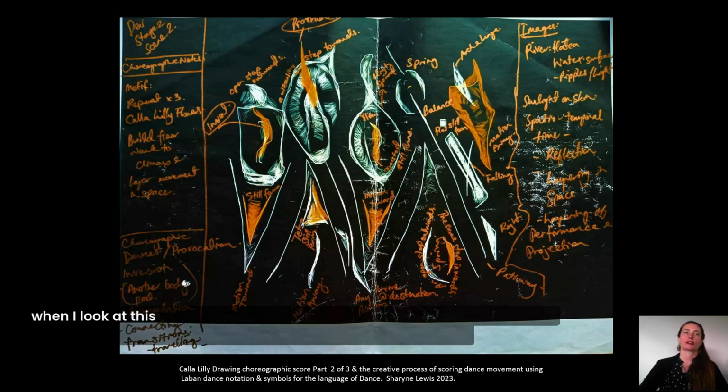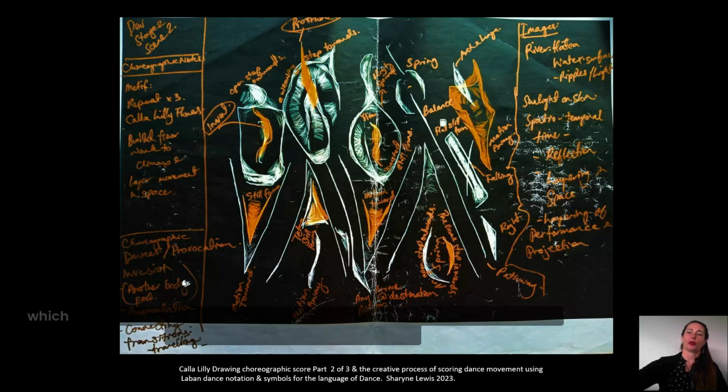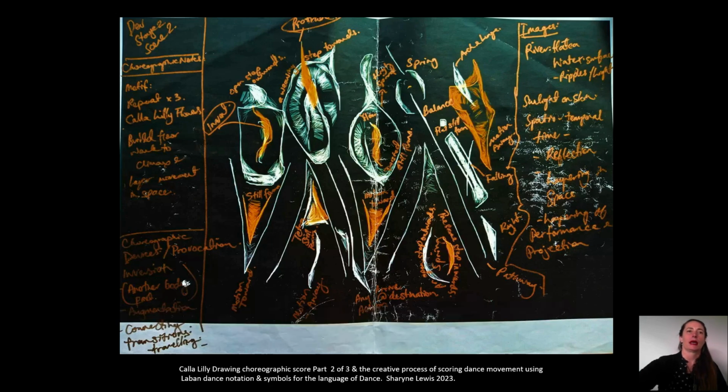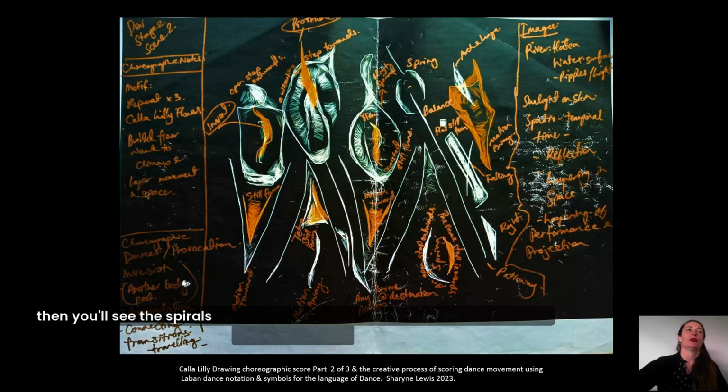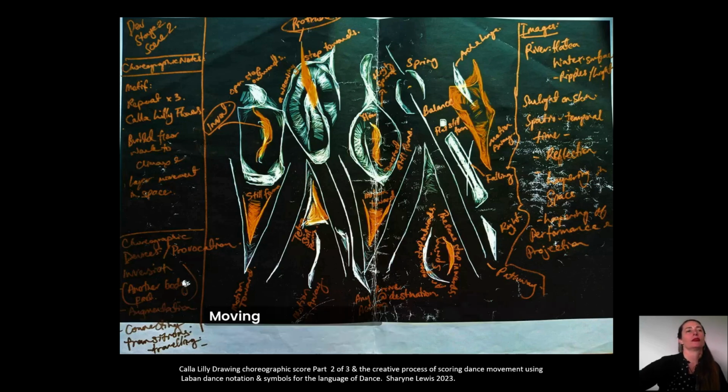So when I look at this score in Portals to Venus, I can actually read the drawing as a fine artwork, but also as an instructional map, which you'll see down below, the V sections which are inverted up and down, moving towards and moving away, and then you'll see the spirals which we were talking about before, just looking at the inversion, and then across the right hand side there's a balance or a spring action with a long kind of needle, a symbol. Just moving to the next slide.